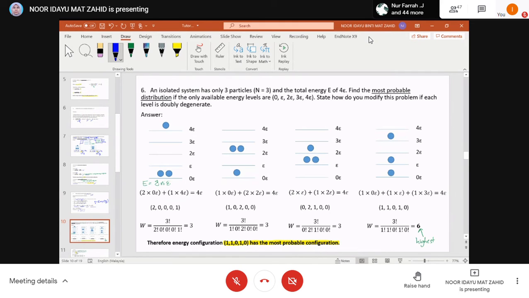Question number 6. Similar to question number 4, I add some other problems there. An isolated system has only 3 particles, so the total number of particles is 3, and the total energy is 4 epsilon. Find the most probable distribution if the only available energy levels are 0, epsilon, 2 epsilon, 3 epsilon, 4 epsilon. So this is a 5 energy level system, and you have to find out what the most probable distribution is.